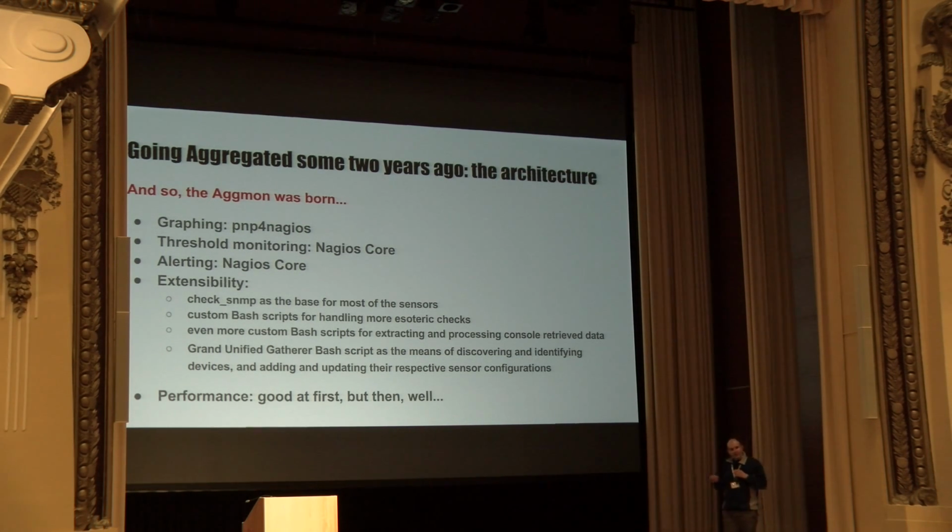On top of that, I created a script that I called the Grand Unified Gatherer. And what it did, it handled all network discovery, it handled sensor setup, it handled sensor updates. So if you add or remove a card to or from a switch, a bigger one that is, then it updated those sensor information. And as far as performance goes, well, to a certain extent, everything was fine.